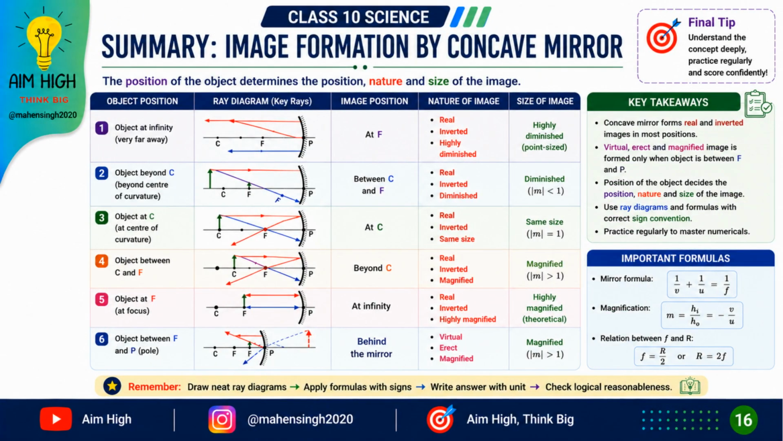Let's review a summary of image formation by a concave mirror. Notice how the object's position determines the image's position, nature, and size. Keep these key takeaways in mind, such as the concave mirror forming real and inverted images in most positions, and remember the mirror formulas and the relationship between focal length and radius.